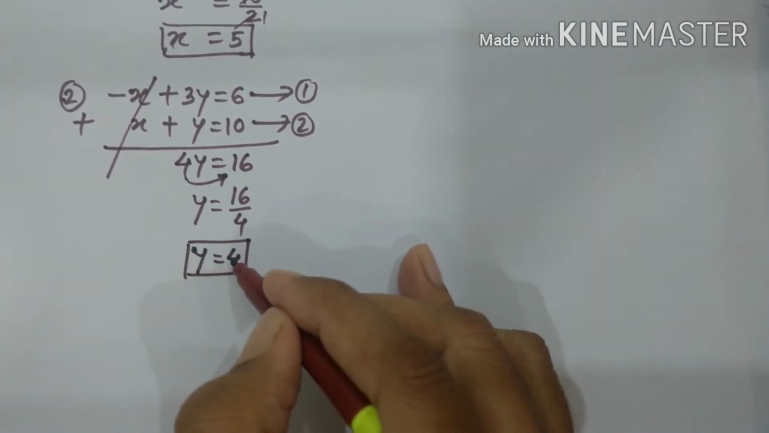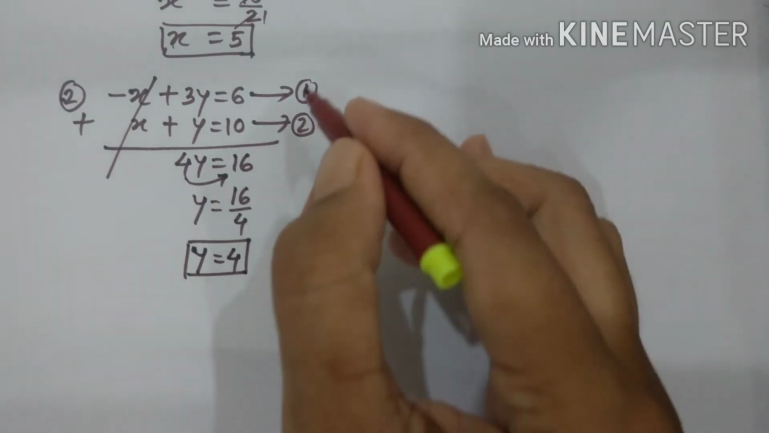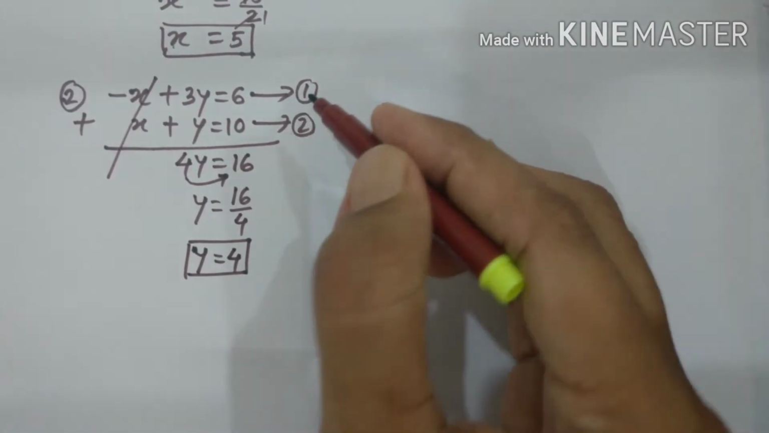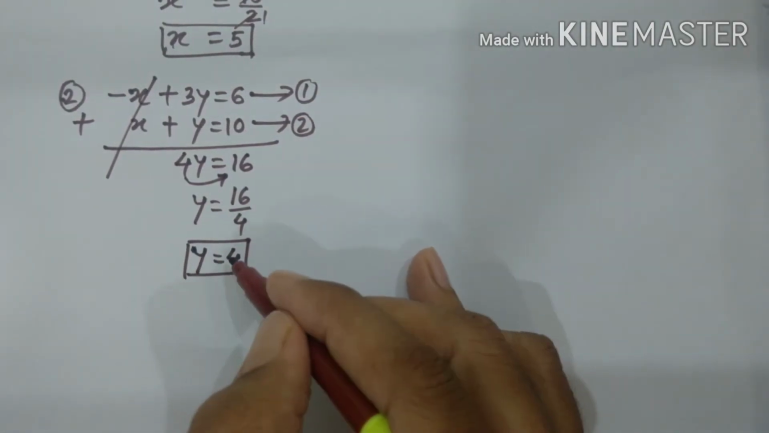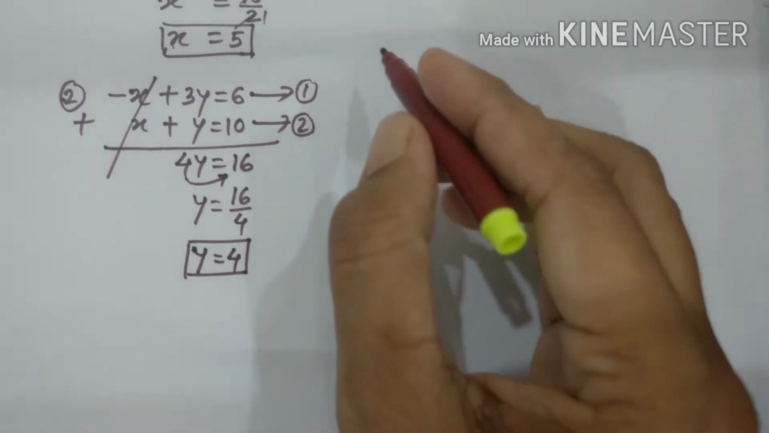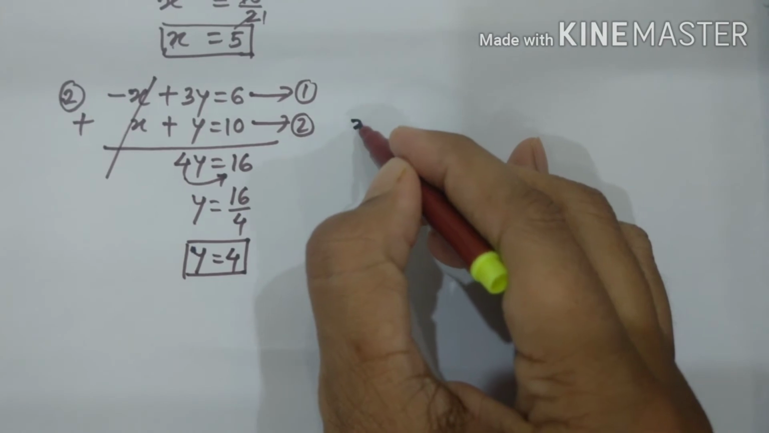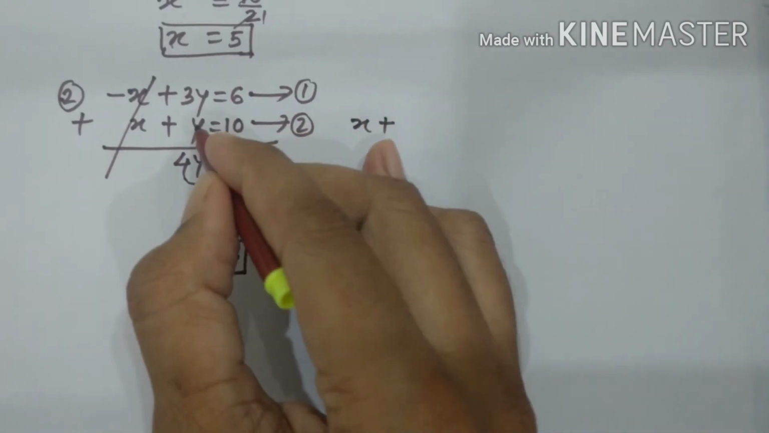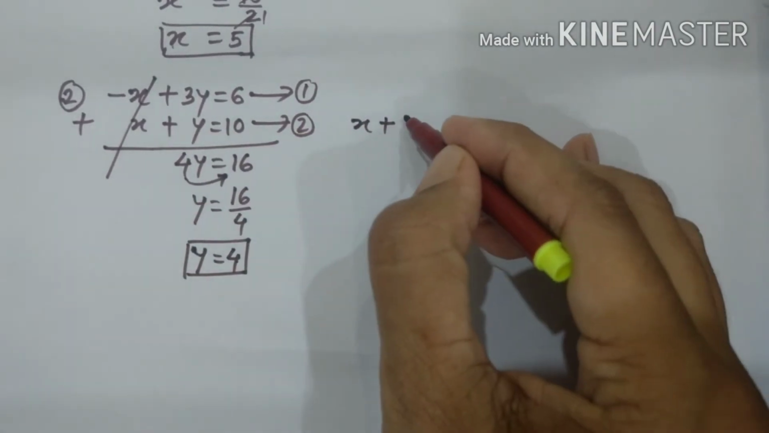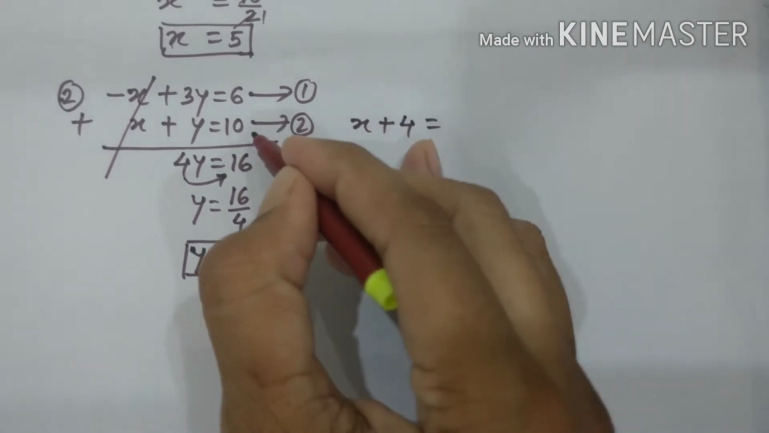Now put this value of y in equation 1 or equation 2. We put the value of y in equation 2. Therefore, the equation becomes x plus value of y, which is 4. x plus 4 equal to 10.